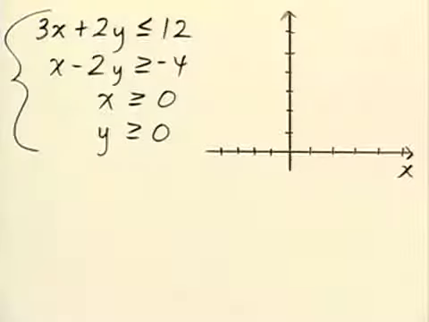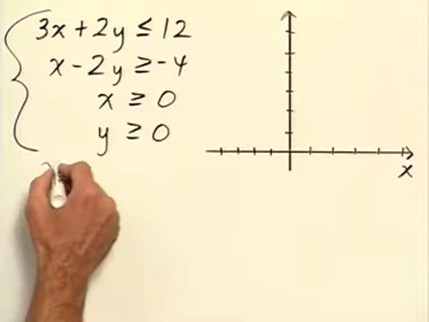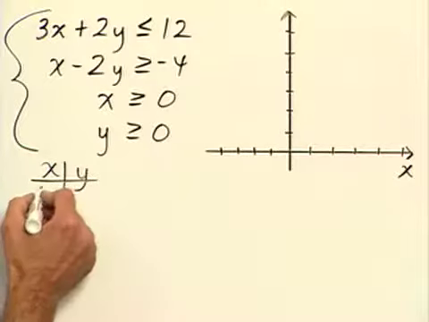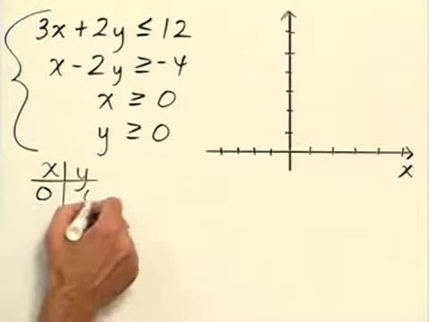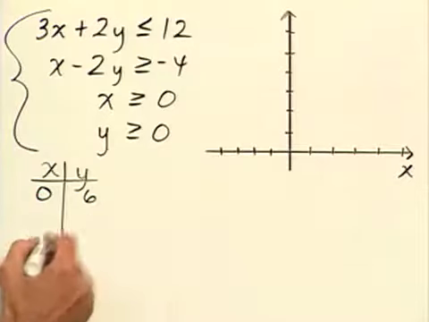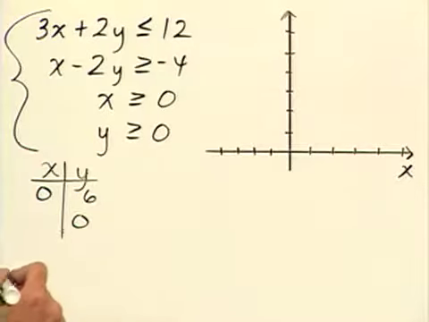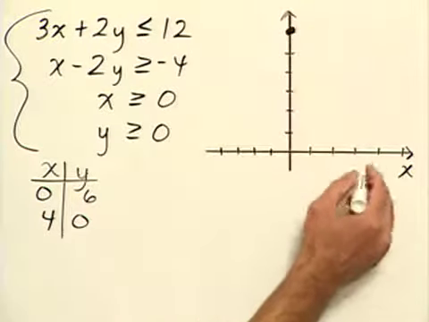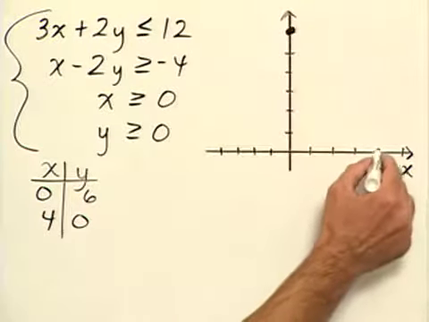For this problem, we're going to be graphing a system of linear inequalities. To do this, let's start by graphing the first linear inequality, and I'm going to use an xy table to do this. If I choose x to be 0, then y will be 6. If I choose my y to be 0, then x will be 4. So (0, 6) is right here, and (4, 0) is right here.